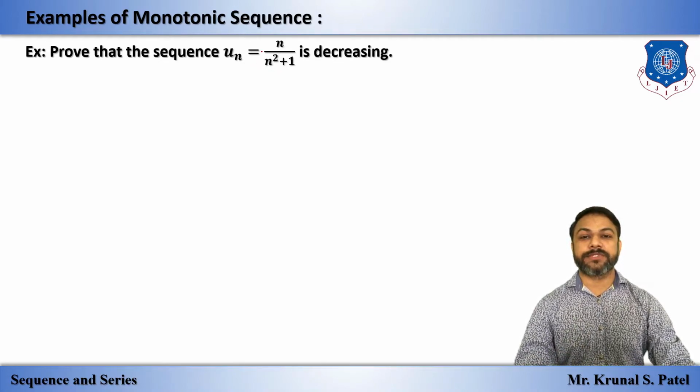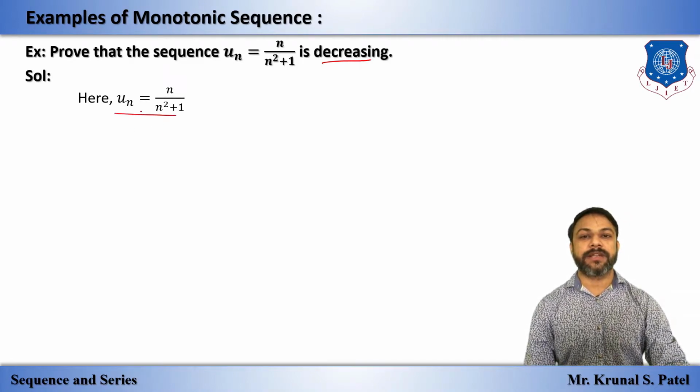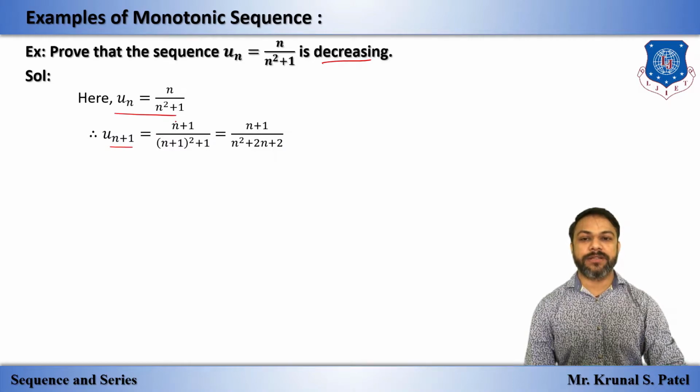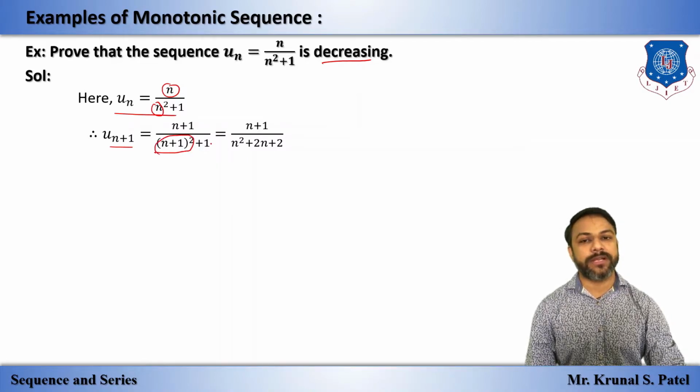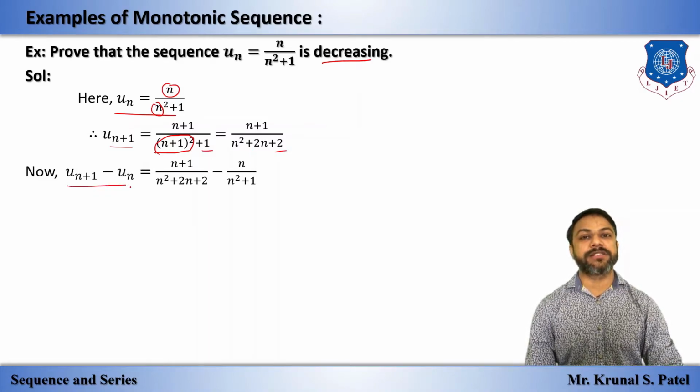Check. Prove that the sequence un is equal to n upon n square plus 1 is decreasing. So the very first step is taking un. Now find un plus 1. So the numerator is n plus 1, and here n plus 1 whole square plus 1. So we have n square plus 2n plus 1, plus 1 gives 2. Now we will find un plus 1 minus un.